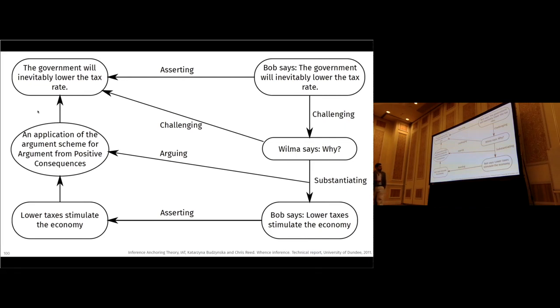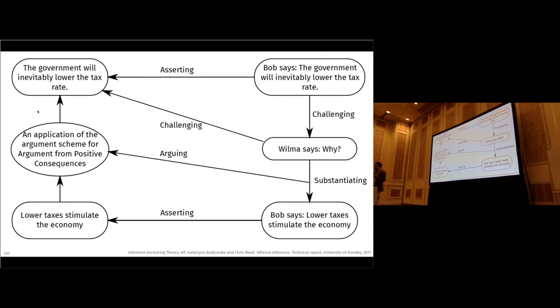Some of them might be linked to the inference anchoring theory from Katarzyna Budzynska and Chris Reed. So here on the right side you have a piece of natural language text: Bob says the government will inevitably lower the tax rate, then Wilma says why, and Bob says lower taxes stimulate the economy. What you can see here is that each of them is an information node, in the terminology we were using this morning. But these relationships are not argumentation schemes. They are part of this inference anchoring theory, referring to whether a piece of information is challenging something. So this why is challenging this statement.